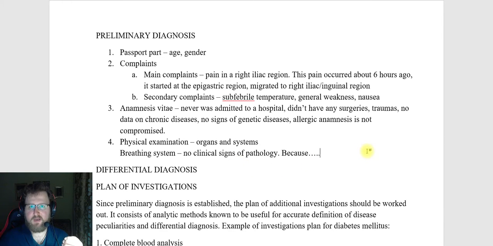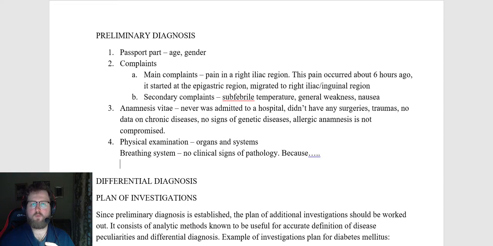But let's emphasize where he has pathology. We found out that he has increased basic temperature. This temperature is, for example, 37.2 degrees Celsius.